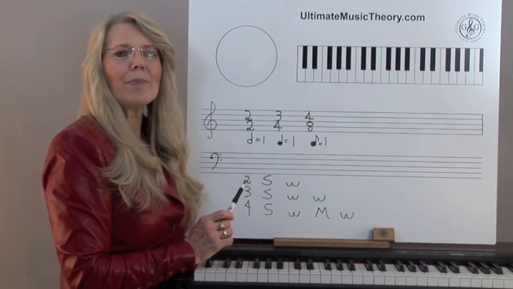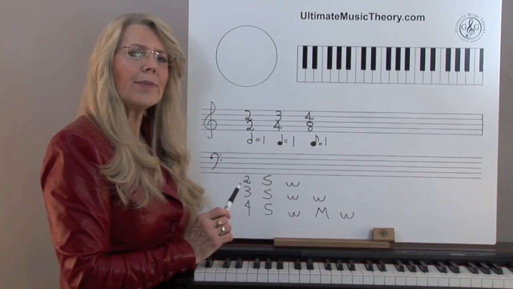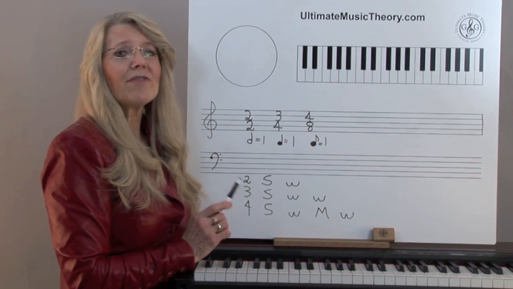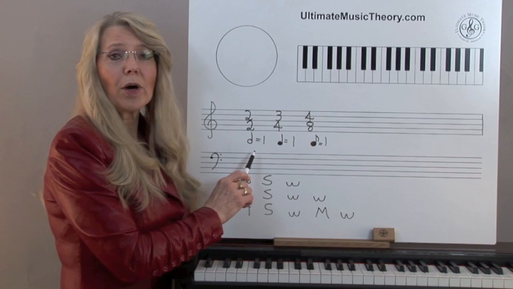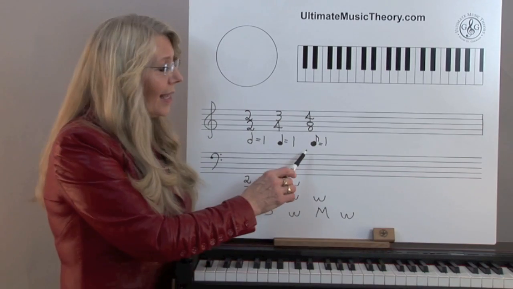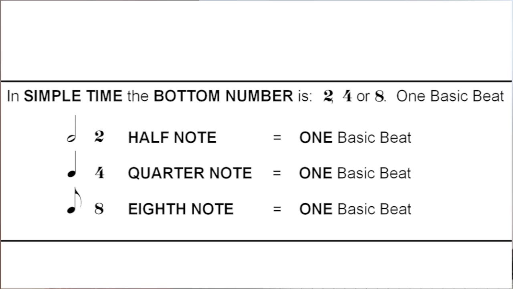In simple time, the bottom number is 2, 4, or 8. The bottom number indicates what kind of note equals 1 beat. If the bottom number is 2, a half note equals 1 beat. If the bottom number is 4, a quarter note equals 1 count. Or 8, an eighth note equals 1 count. This is called the basic beat.